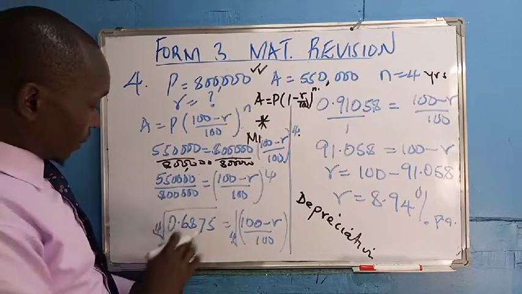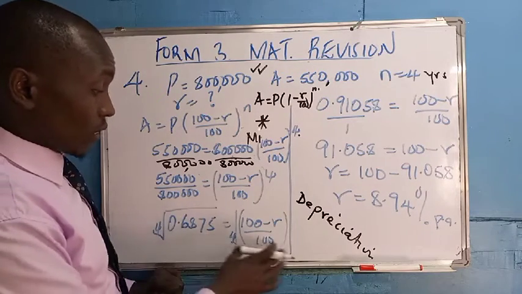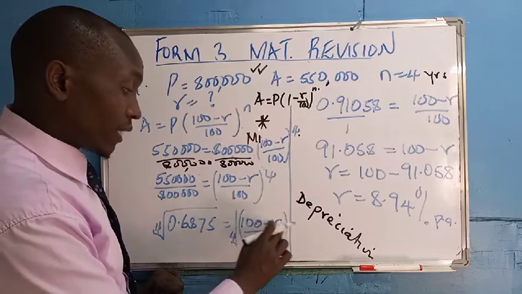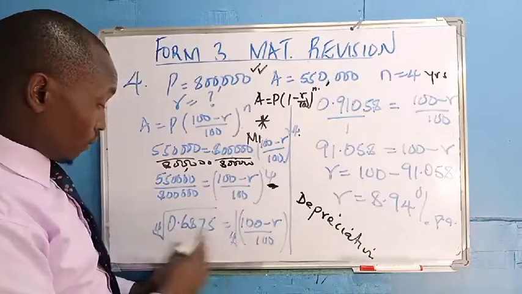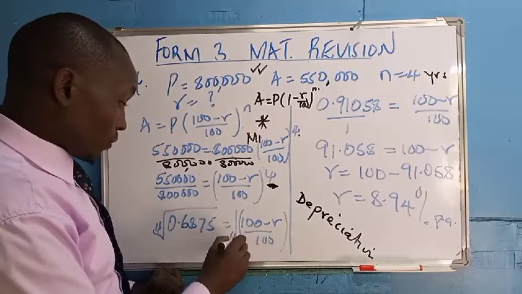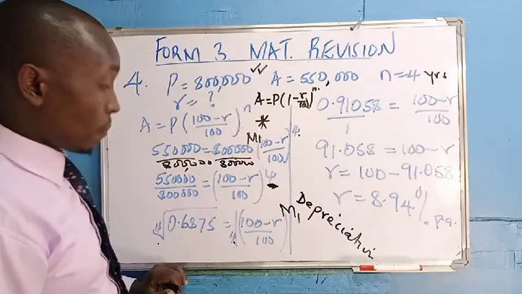Yes. And by doing that, if the student is able to substitute the original one, the student has method mark 1. By doing this, the student goes ahead to get 0.6875. On the other side, it is 100 minus r over 100. Now, I want to remove the power 4. So the fourth root on both sides. Fourth root here, and the student is able to get the second mark.